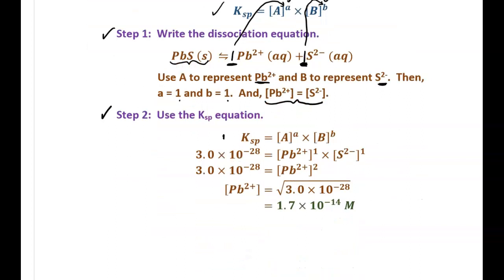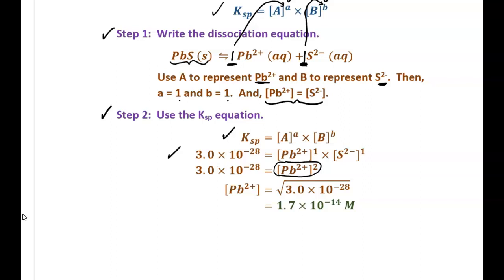I've rewritten the general equation, but then you see in the next line, numbers are substituted in. So from the story, we were given the value of Ksp. That number is filled in on the left side of the equals, and we've replaced capital A with the symbol for lead ions, replaced capital B with the symbol for the sulfide ions, and then because we knew that the concentration of lead was equal to the concentration of sulfide, I've made this substitution here, and this is the key step in the problem.